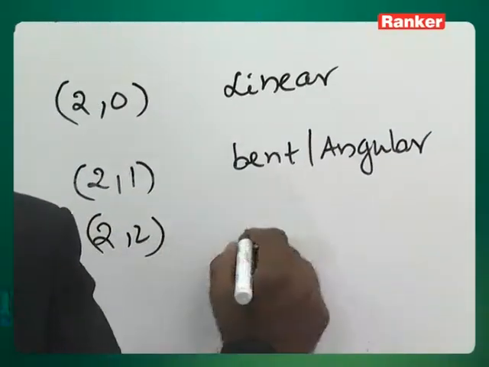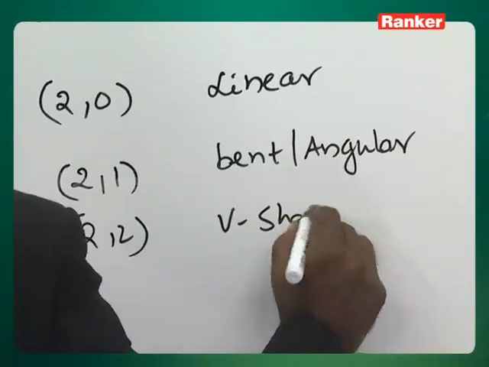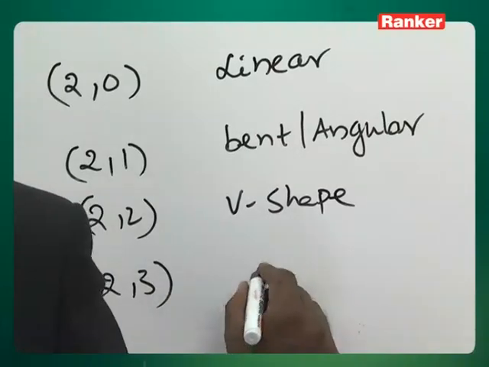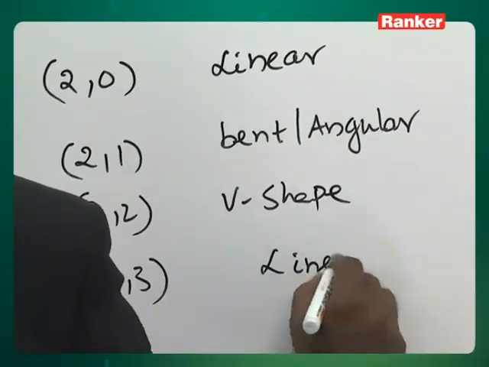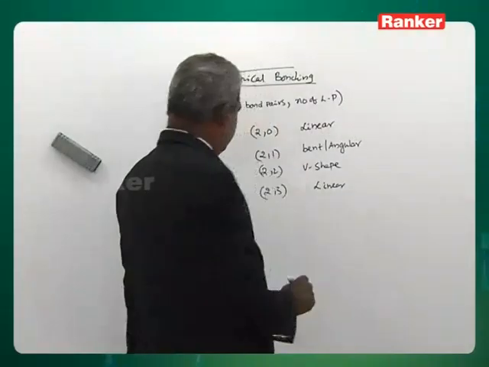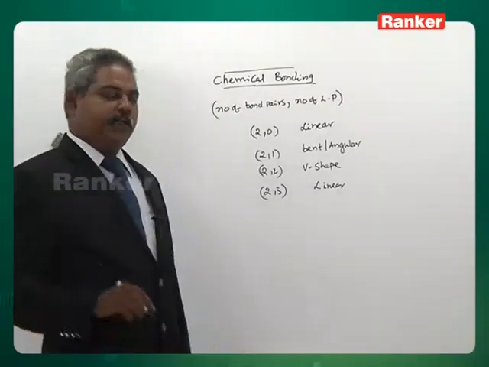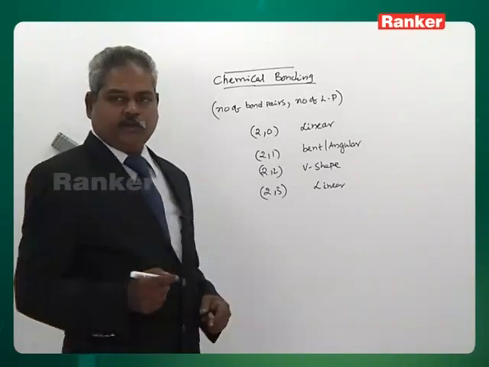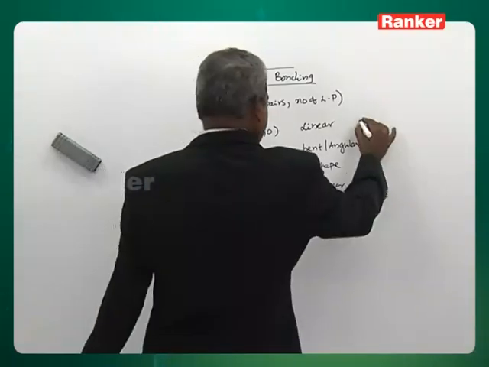2, 2 V shape. 2, 3 is also linear, unexpectedly linear. So many lone pairs are there, but still linear. 2, 3. What do you mean by 2, 3? 2 bond pairs, 3 lone pairs. Now, 3, 0.